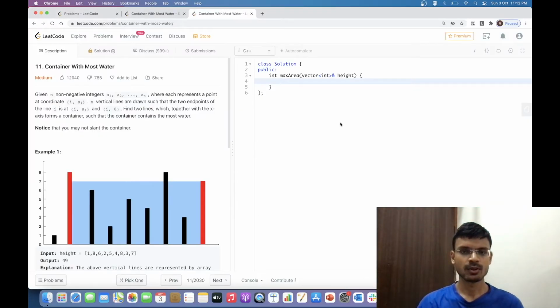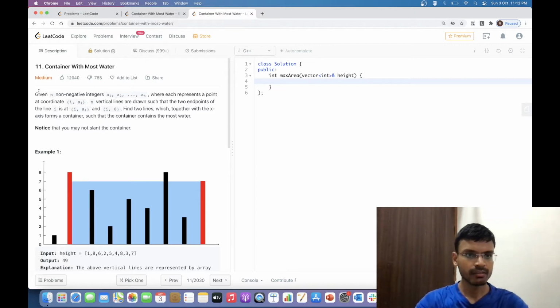So today I am going to solve one of the LeetCode problems called Container With Most Water. It's a medium level problem with a high number of likes, so it looks like the problem is a popular one. Let's go through this problem once.